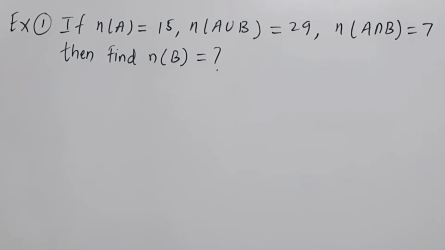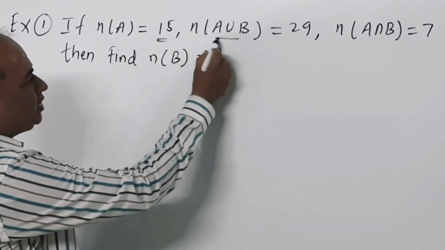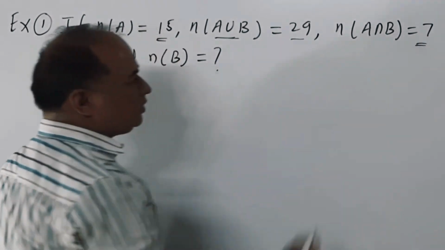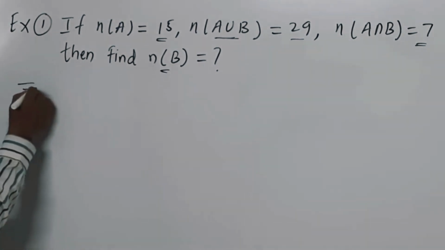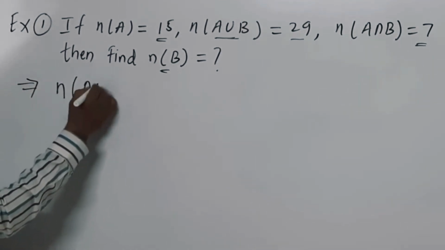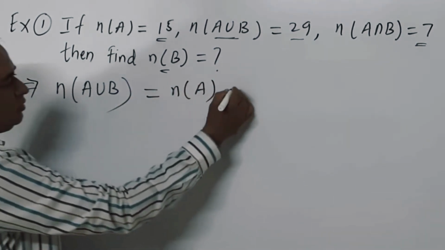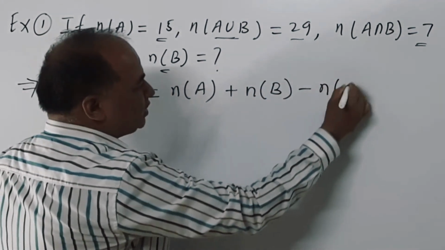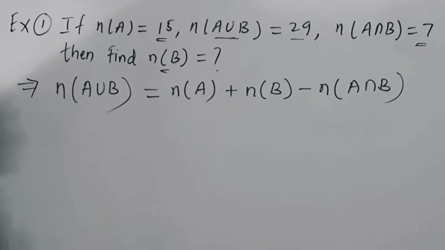Practice set 1.4. First example: if the number of elements in set A is 15, the number of elements in A union B is equal to 29, and the number of elements in A intersection B is equal to 7, find the number of elements in set B. So we know the formula: number of elements in A union B is equal to number of elements in A plus number of elements in set B minus number of elements in set A intersection B. Using this formula, we will find the number of elements in set B.